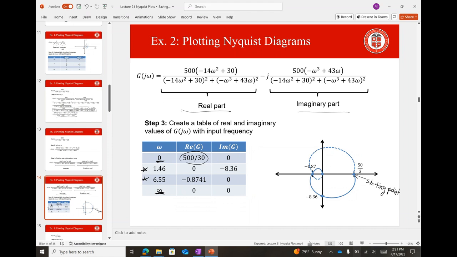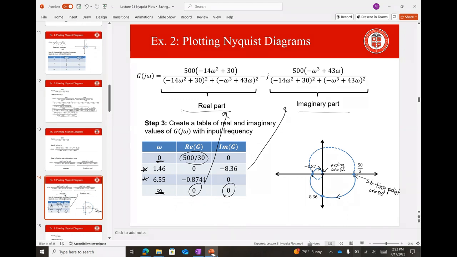Then let's plug in for omega equals infinity. At omega equals infinity, our real part just happens to be 0, and our imaginary part happens to be 0 as well. So this is our ending point. So this is omega equals 0, and our end is omega equals infinity. So we have these arrows going around this way. Okay, but what about these 2 points?